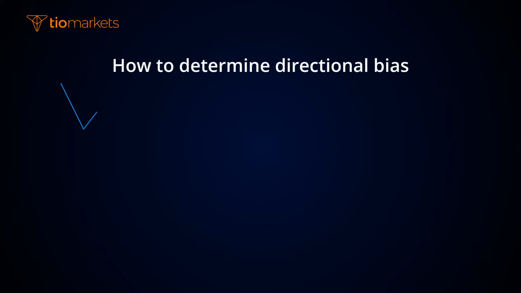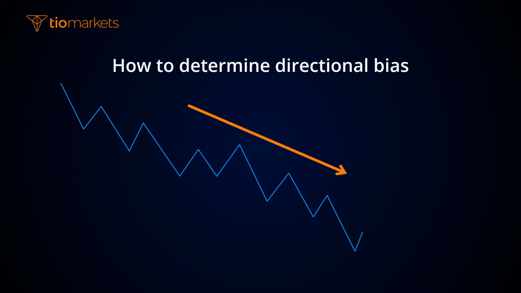If the price is making a series of lower lows and lower highs, this is a downtrend. When the price is trending lower, you will increase your chances of making profitable trades if you look for sell opportunities only.